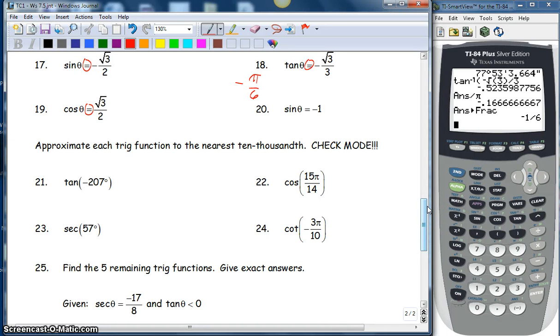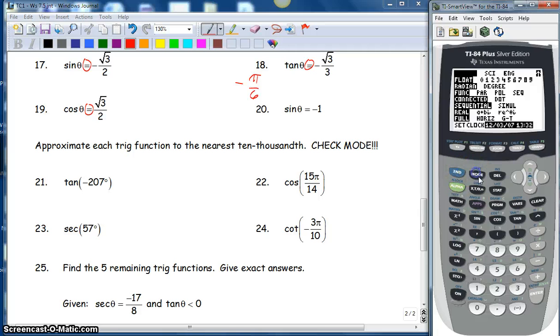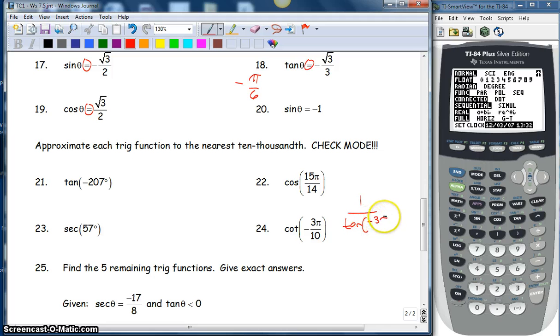Approximate each trig function. So throw this into your calculator. Are we in degree or radian? I guess this is in radian, so I'll do one of the radian ones over here. I'll do cotangent. Now, when you are looking for the trig function, you just have to reverse it. You have to type into your calculator 1 over tangent of negative 3 pi over 10. It's different than when you're doing the inverse one, where you have to flip it first.